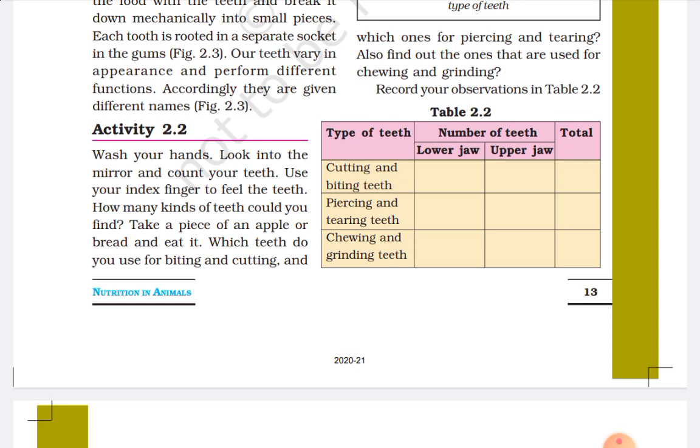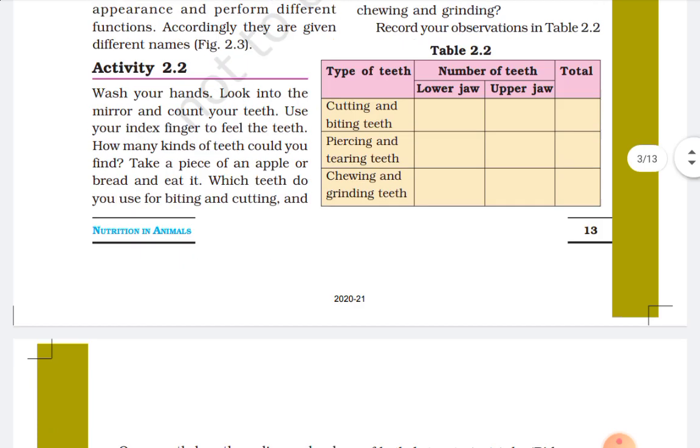You can see that cutting and biting are done by the incisors of the lower and upper jaws. Piercing and tearing are done by canines, and chewing and grinding by premolars and molars. We have 8 incisors, 4 canines, 8 premolars and 12 molars.